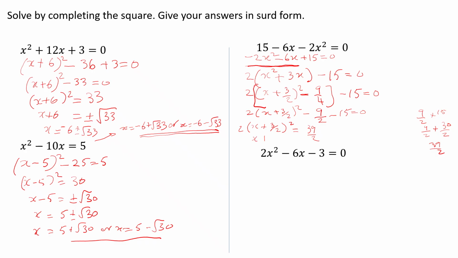So divide by 2 on both sides, x plus 3 over 2 squared equals 39 over 4. Now take the square root, so x equals minus 3 over 2 plus or minus root 39 over 4. I'm going to take the square root, so 2. So x equals minus 3 over 2 plus root 39 over 2.